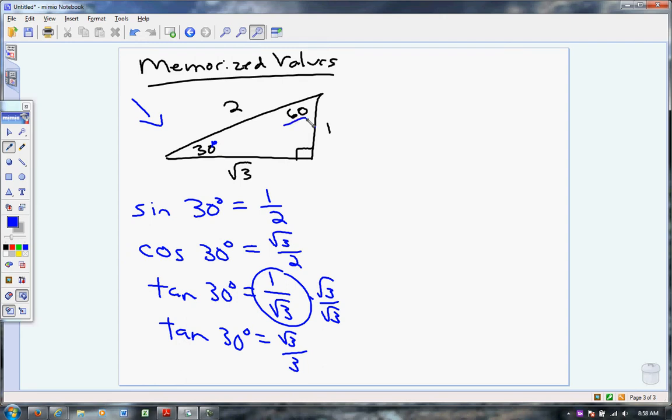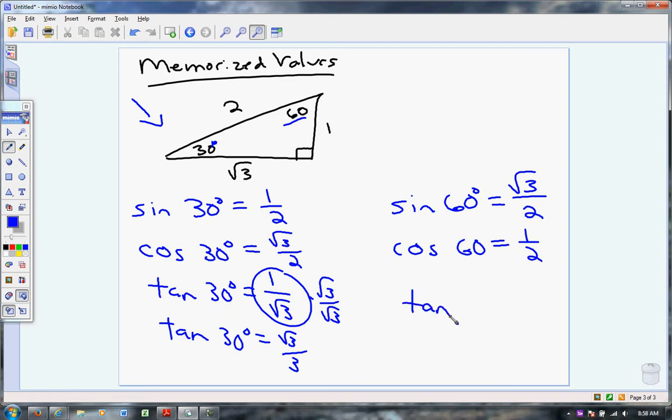What if I were to do the sine of 60? It's going to be a different value, isn't it? What's the opposite side from the 60-degree angle? Radical 3. So if it's 60, the sine of 60 is radical 3 over 2. And the cosine of 60 is 1/2. And the tangent of 60 is radical 3 over 1, so we can just say radical 3.